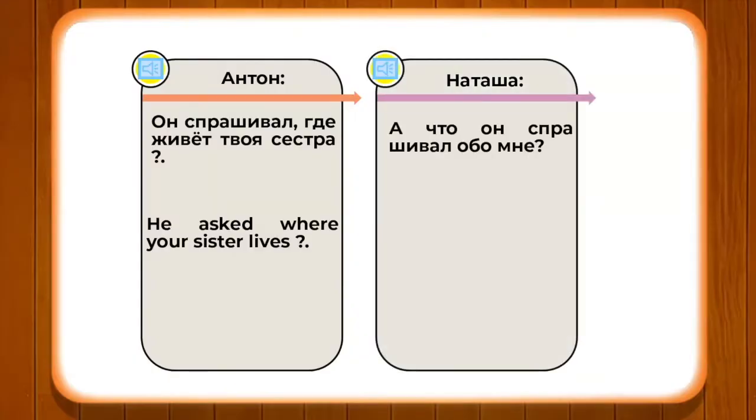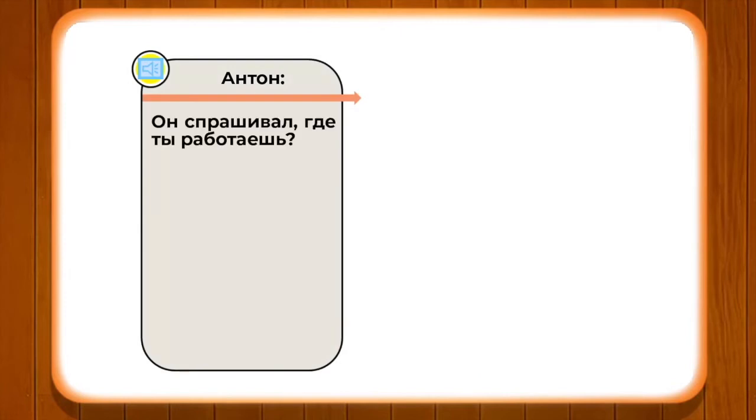Natasha: А что он спрашивал обо мне? So here please pay attention to the special construction. When we use these personal pronouns, я becomes обо мне, ты becomes о тебе. Okay? So Natasha is saying, а что он спрашивал обо мне? What did Ramesh ask about me? Anton: Он спрашивал, где ты работаешь? So Anton is saying, он спрашивал, Ramesh asked, where do you work?